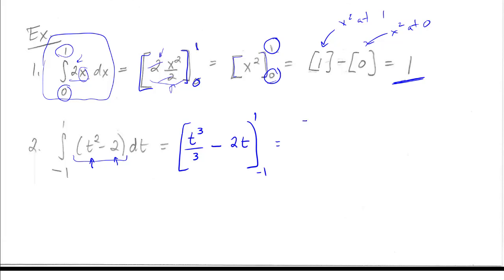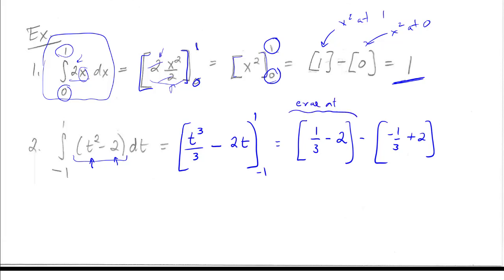So the evaluation at 1 would give me 1/3 minus 2, minus the evaluation at -1 would give me -1/3 plus 2. Okay, so this was evaluate at 1, and this was evaluate at -1. Remember, it's the evaluation at the top minus the bottom. Okay, now all I have to do is simplify that.